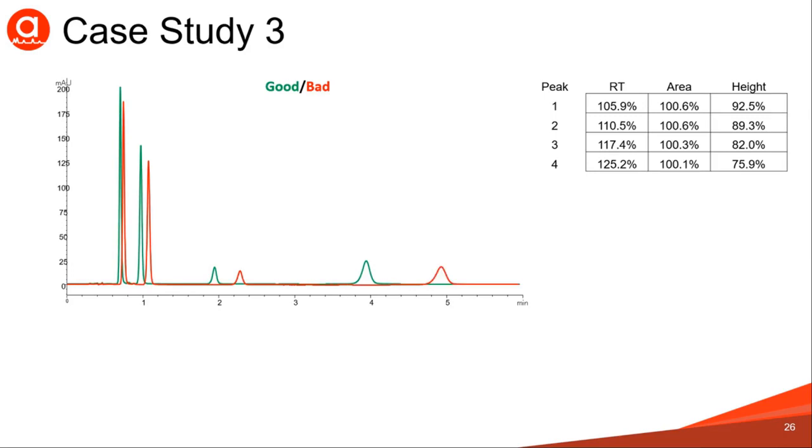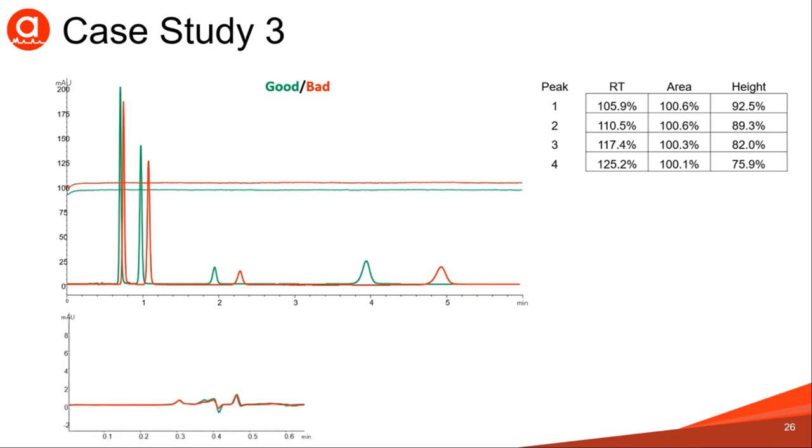Another case study, again, a similar pattern, an increase and a trend upwards in retention time. Areas are about the same with no change, and height is decreasing. Pressure plots, in this case, the red pressure plot is higher. Again, these are all consistent with a thermodynamic change, and we see the vacancy peaks are overlaying pretty well, so there's no flow issue. Again, we would then guess this is a composition or a temperature change.